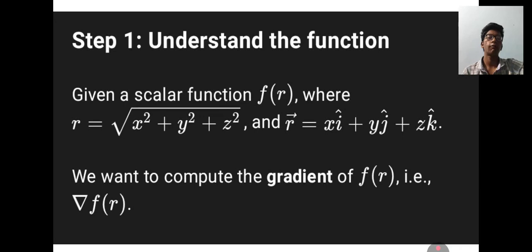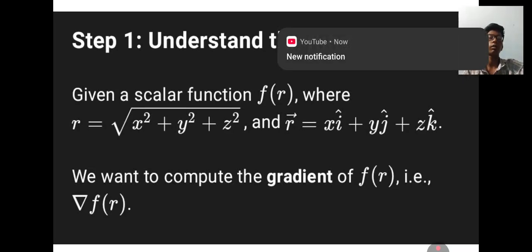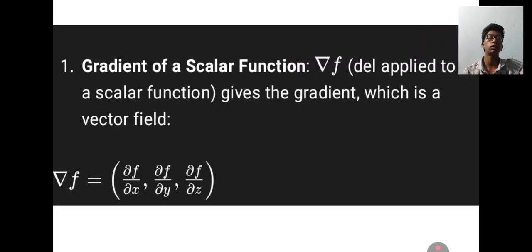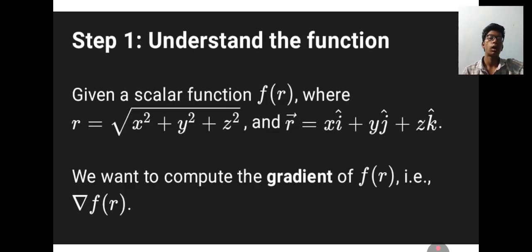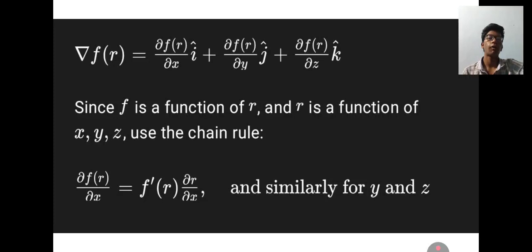Step 1. Understand the function. Given a scalar function f of r, where r equals square root of x square plus y square plus z square, and r bar equals x i bar plus y j bar plus z k bar, we want to compute the gradient of f of r, that is del f of r. Del f of r equals i bar into dou f of r by dou x, j bar into dou f of r by dou y, k bar into dou f of r by dou z.